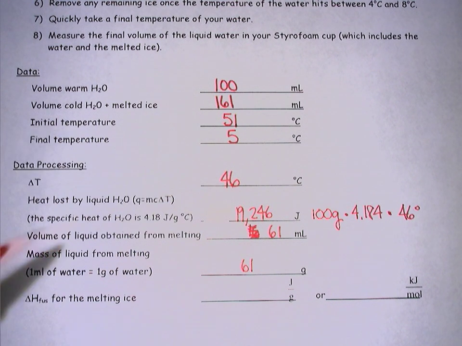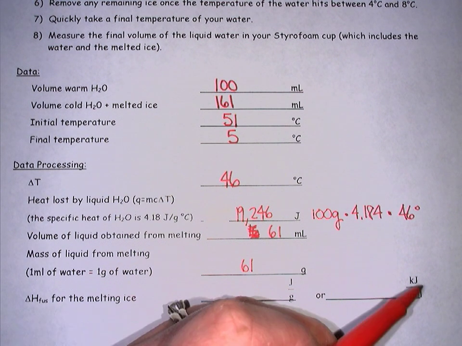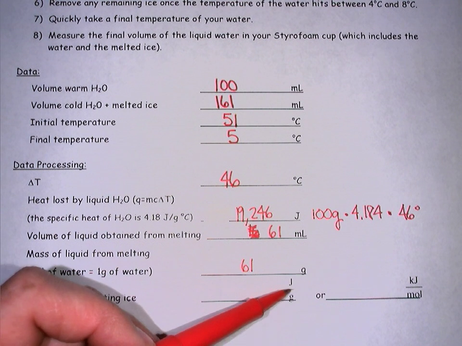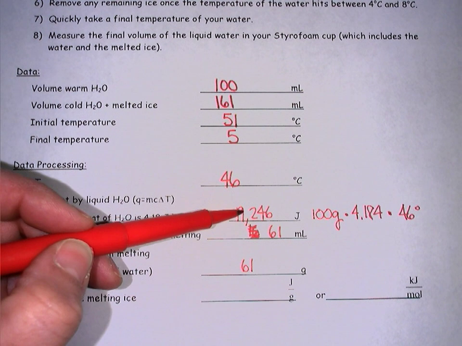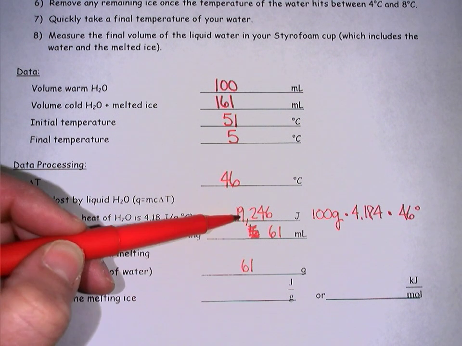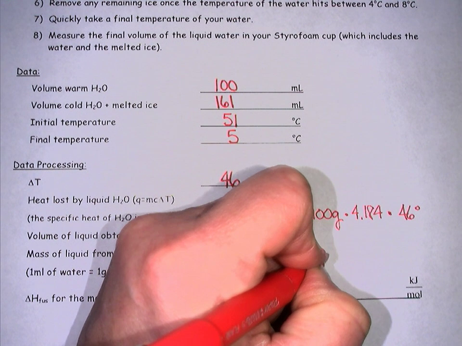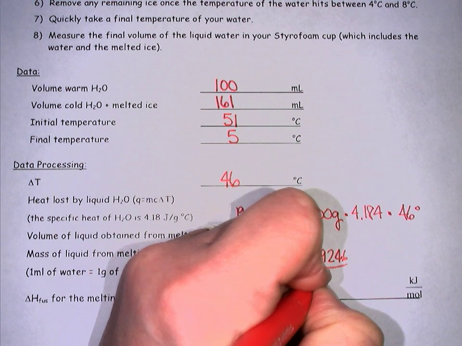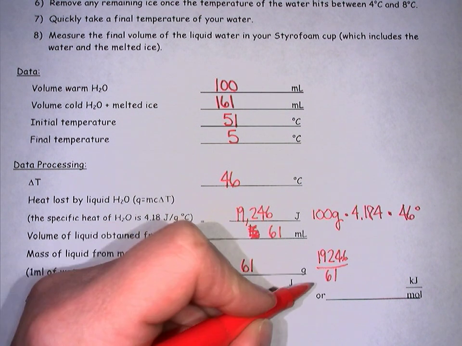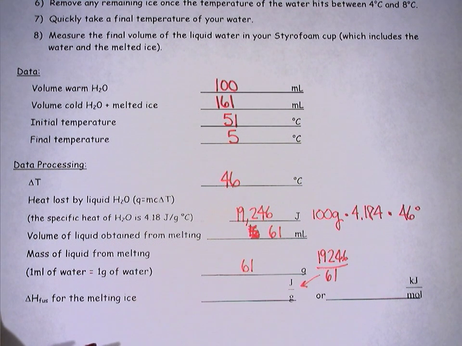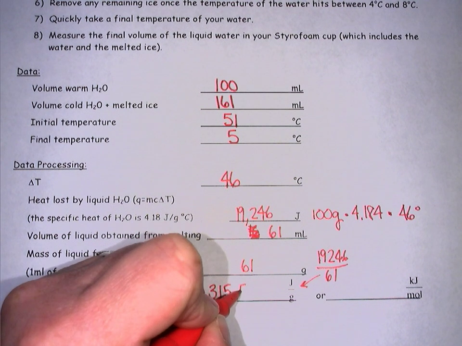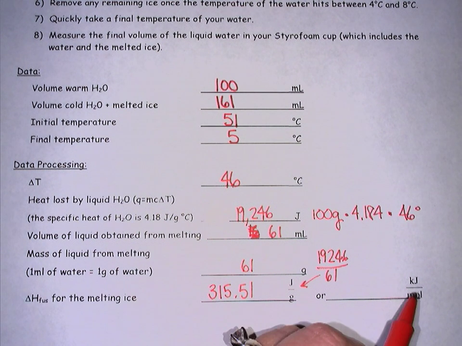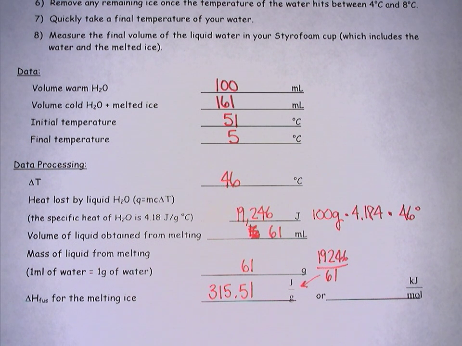Now we're going to figure out heat of fusion, and we're going to use two different units for it: joules per gram of ice and kilojoules per mole. To do joules per gram, we already have joules and we already have grams, so we're just going to take 19,246 divided by 61. That's going to give us our joules per gram. If you do that, you get a total of 315.51.